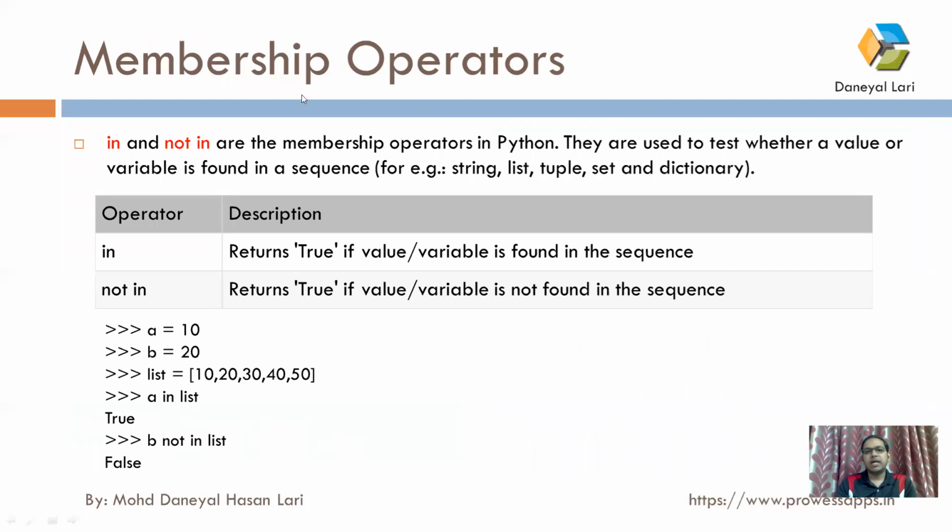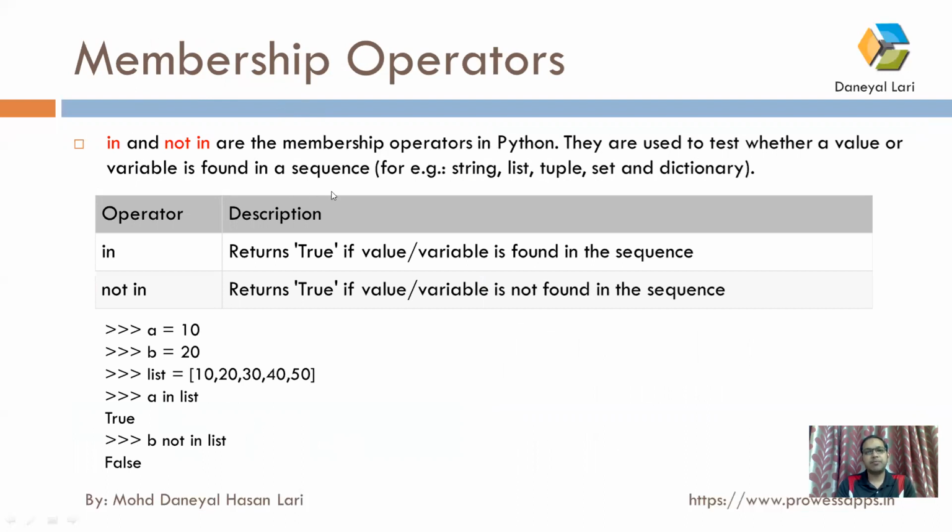Another operator that is available in Python is called the membership operator. There are two membership operators. One is called in, and the second one is called not in. So in and not in are the membership operators in Python. They are used to test whether a value or variable is found in a sequence.